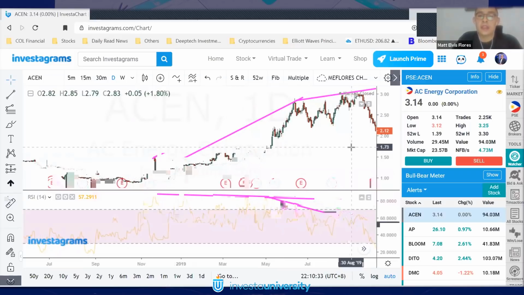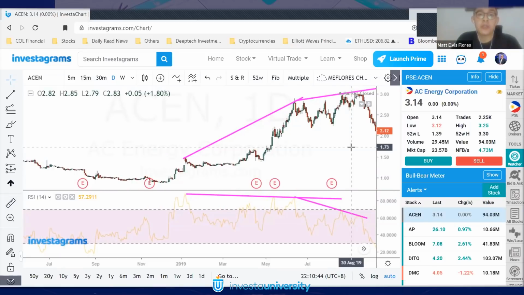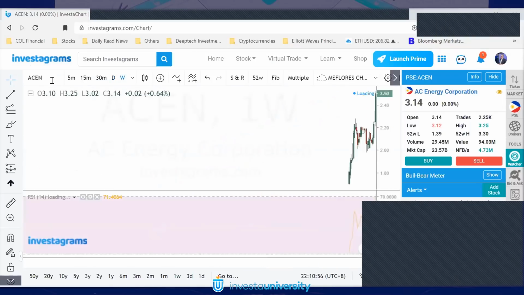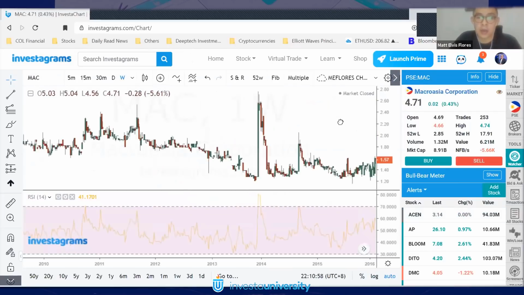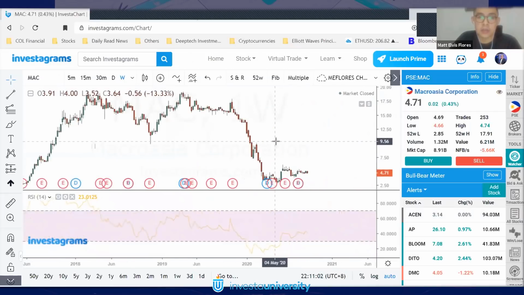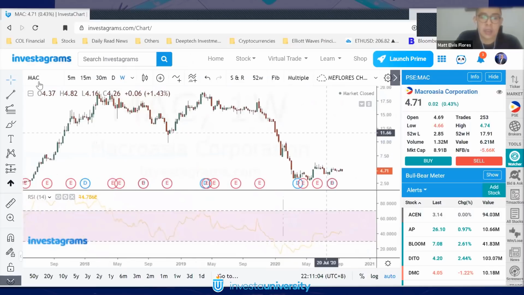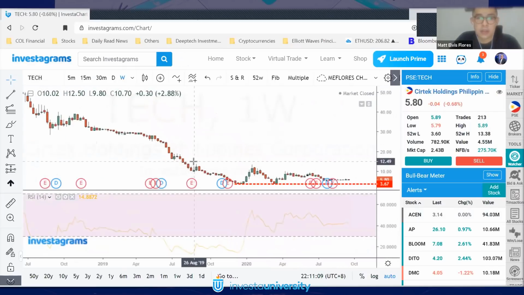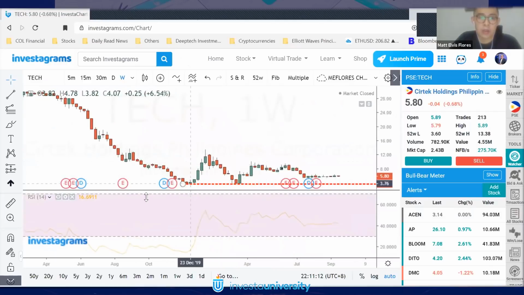So again, that's the usage of bullish divergences and bearish divergences using the relative strength index. It's basically stronger, same with the usage of MACD. It's stronger when you use it on the weekly or daily time frame. As an example, let's look at MAC. I think this is the latest one with a weekly divergence. It didn't push through, but at least that one is strong.